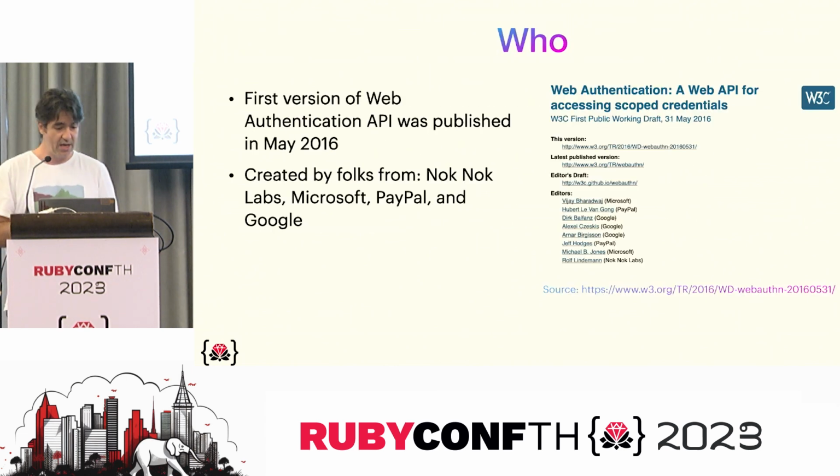So here is a little picture from the past, right? Somewhere around May 2016, the first public working draft of the web authentication standard was released. Folks from Nok Nok Labs, Microsoft, PayPal, and Google released the first version. And that screenshot there is from the URL down there, w3.org. If you're into reading standards, you can start from that URL.